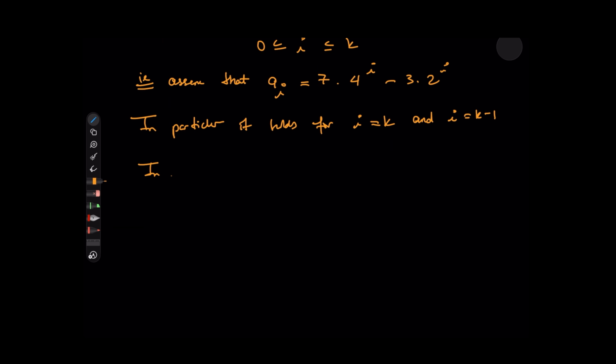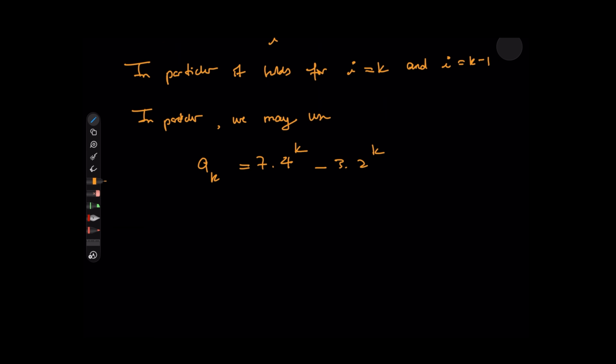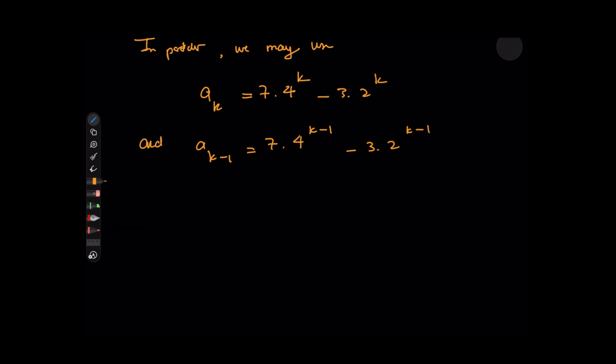So in particular, we may use Ak, which is 7 by 4 to the power of k minus 3 by 2 to the power of k. All right. And we also have to do A k minus 1, which is 7 by 4 to the power of k minus 1 minus 3 by 2 to the power of k minus 1. So all of this now is the inductive hypothesis. Now for the inductive step.